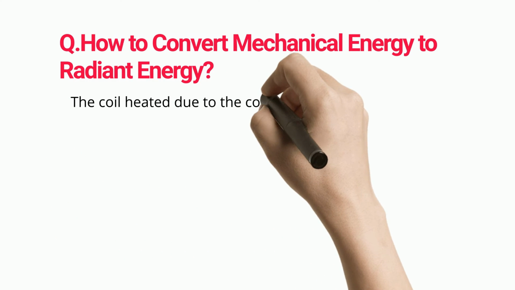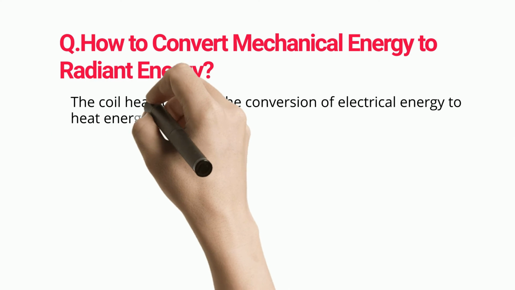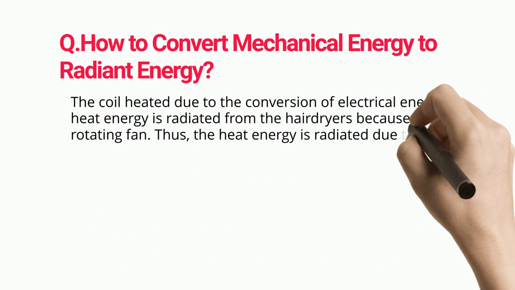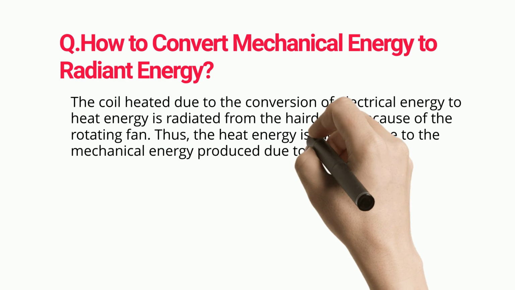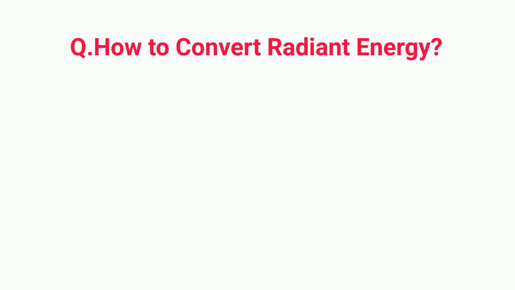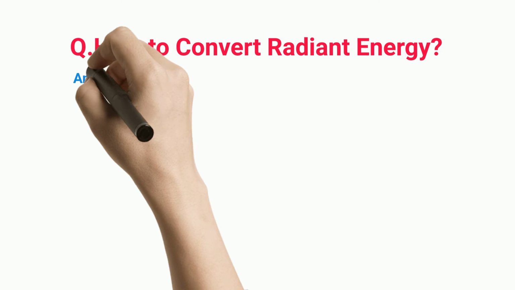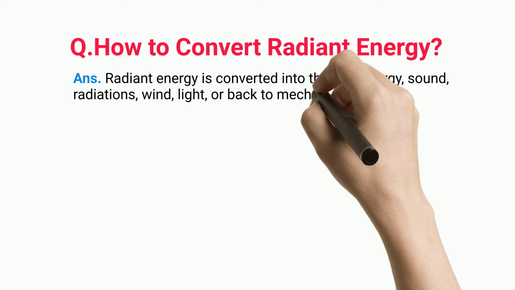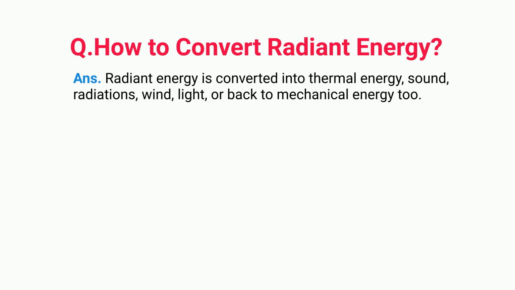The coil heated due to the conversion of electrical energy to heat energy is radiated from the hairdryers because of the rotating fan. Thus, the heat energy is radiated due to the mechanical energy produced by the rotating electrical fan. How to convert radiant energy? Radiant energy is converted into thermal energy, sound, radiations, wind, light, or back to mechanical energy too.